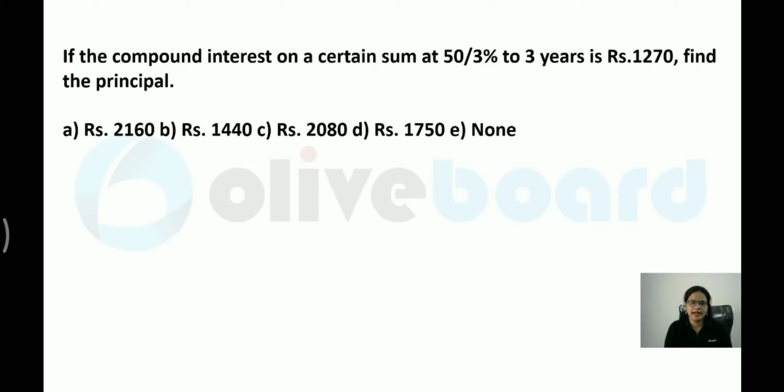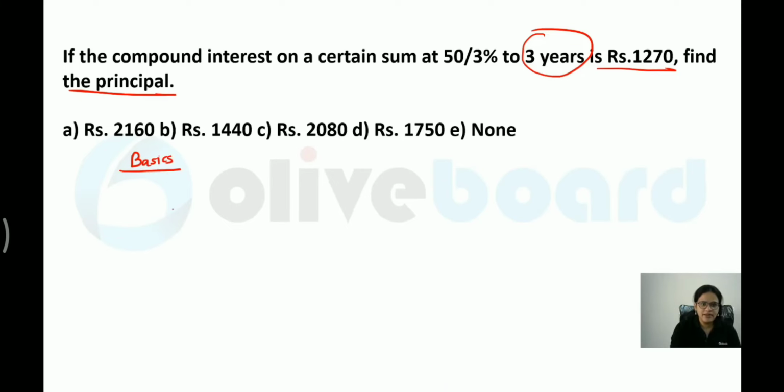So here what they have given you, the compound interest on certain sum, yes, at 50 by 3% for 3 years. Okay, so the interest is 1270 over here. So whatever value is given, this is for the 3 years over here. They are asking you to calculate the principal. Now here you can use the basic method as well, but by basic also it is very tedious. So it is better if you go by this method. Okay, by tree diagram. But how to apply the tree diagram? First, let me discuss the basics. How will you do it by basics over here?